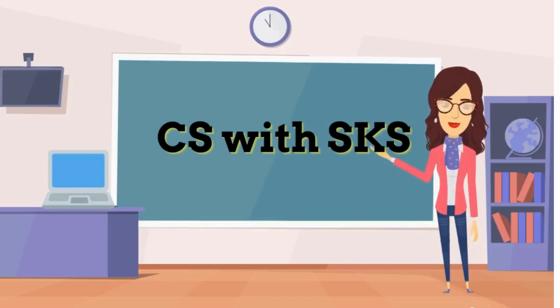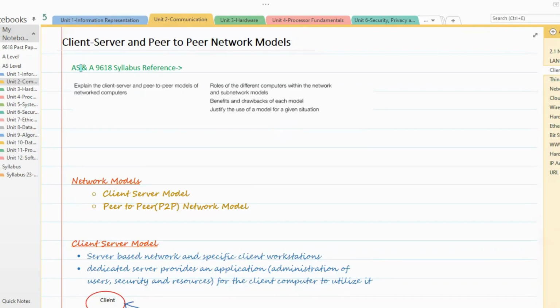Let's learn computer science. Today's session is about client server and peer-to-peer network models. Syllabus reference: explain client server and peer-to-peer models of networked computers. Under that, you should know roles of different computers within the network and subnetwork models, including both client server and peer-to-peer models, benefits and drawbacks of each model, and justify use of a model for a given situation, right? So let's start.